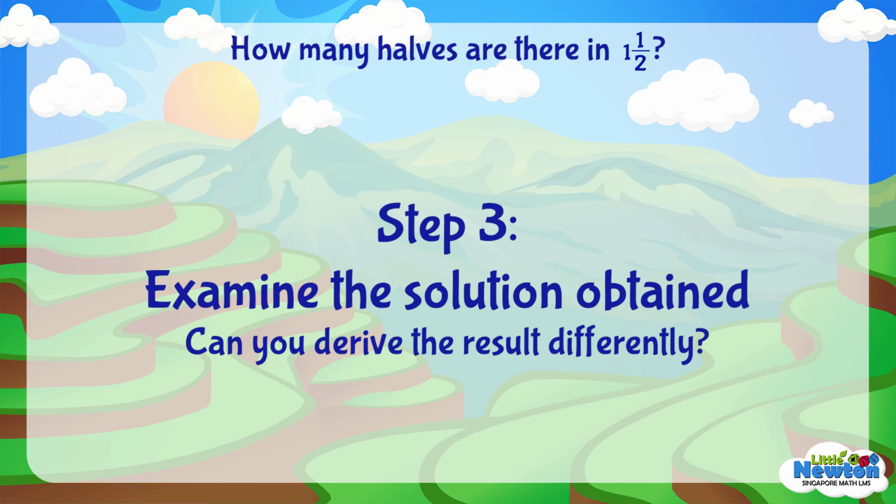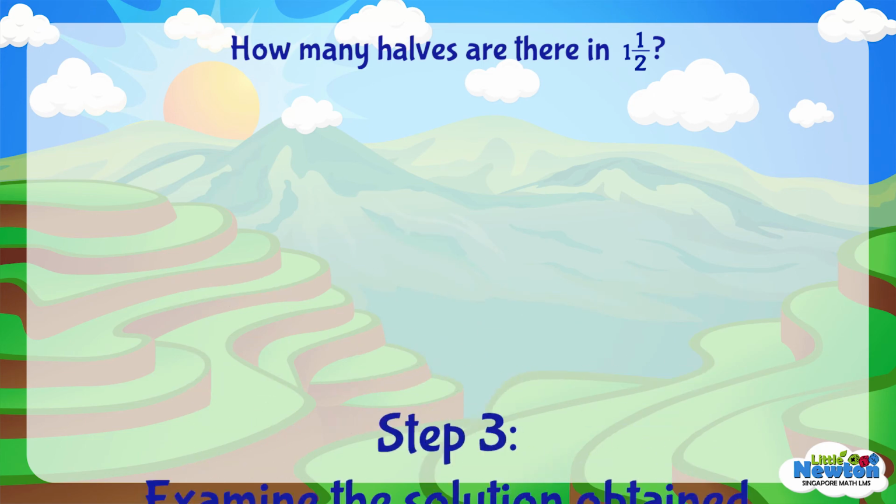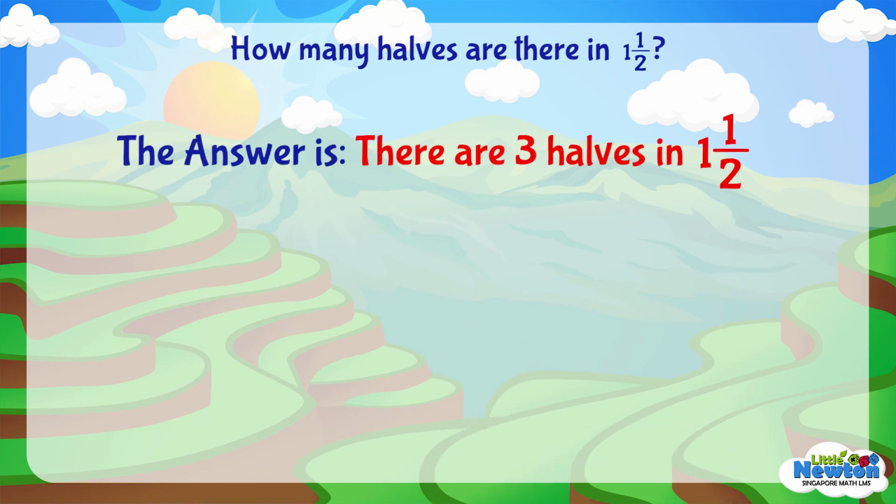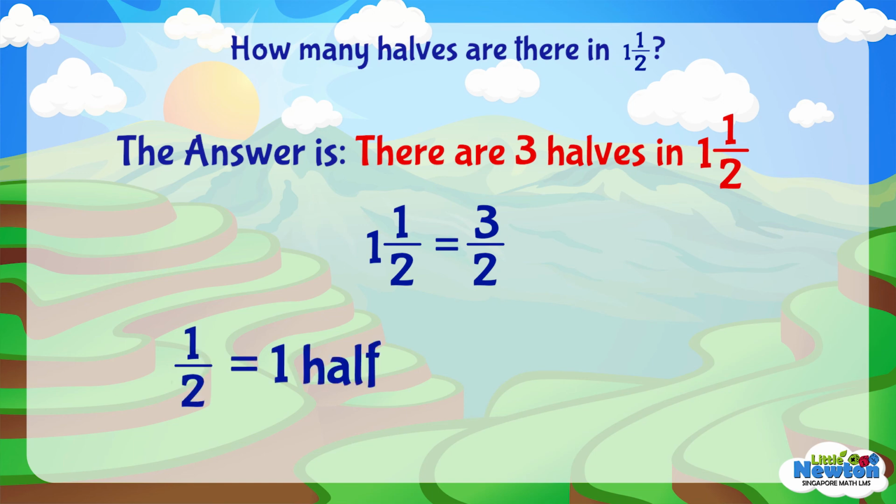Let's move on to check our answers and ensure they are correct. Let's try to solve this problem using a different approach. First, we convert the mixed number 1 1/2 into an improper fraction. 1 1/2 equals 3 over 2. 1 over 2 is equal to 1/2. 3 over 2 is equal to 3 halves.